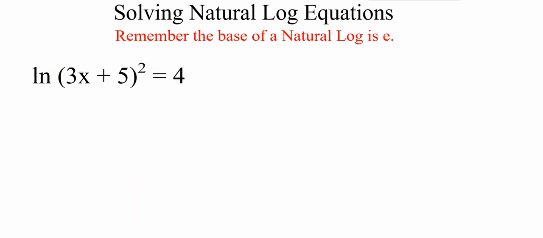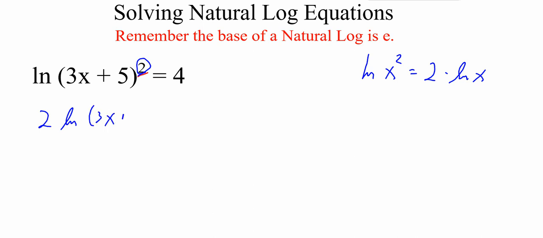Okay. Next example here, notice that we have a power here. So we want to use our power property. Remember that whether it's a log or an ln, of x squared is equal to, where the power can drop down in front, 2 times ln of x. So when I see that, it's going to be much easier to apply that here. So I'm going to get 2 ln of 3x plus 5 equals 4.